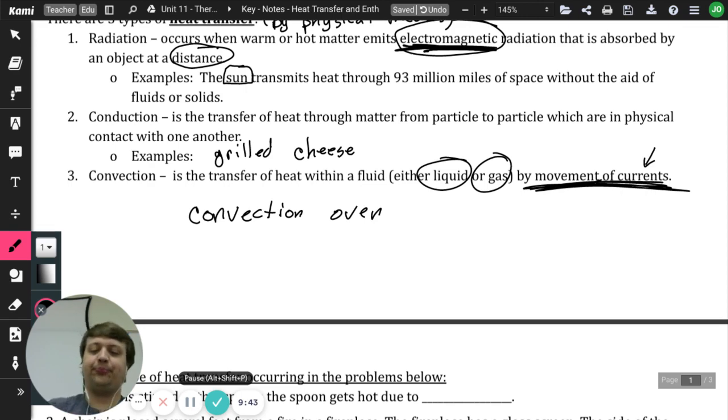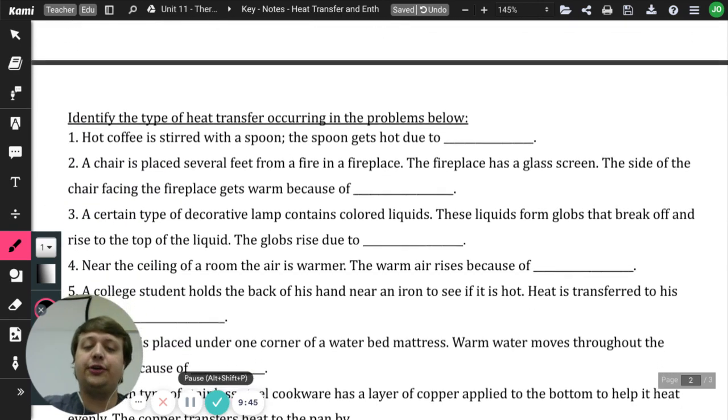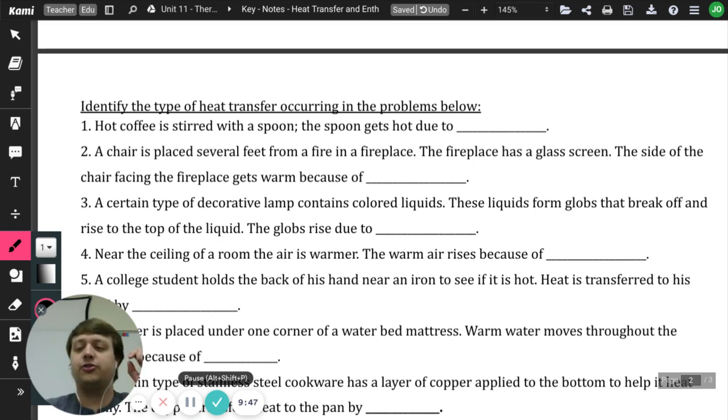All right. So what I want y'all to do is give this a try and label each of these things as conduction, convection, or radiation.